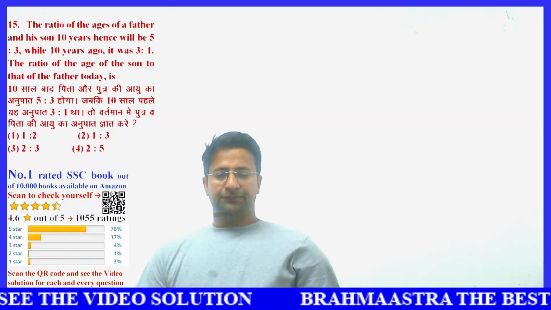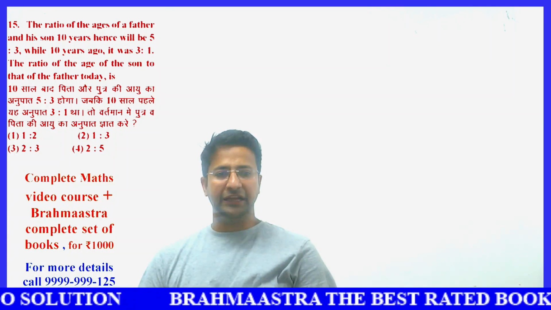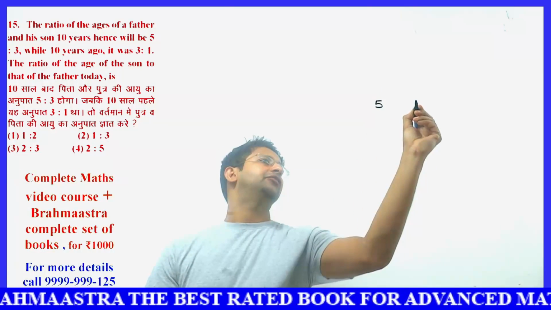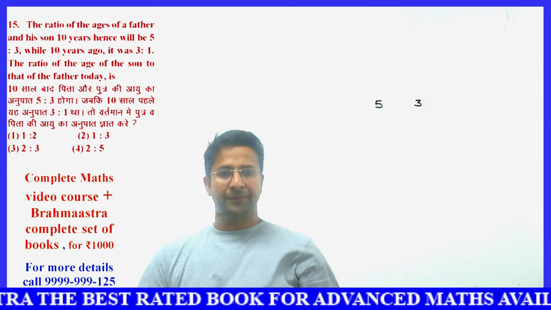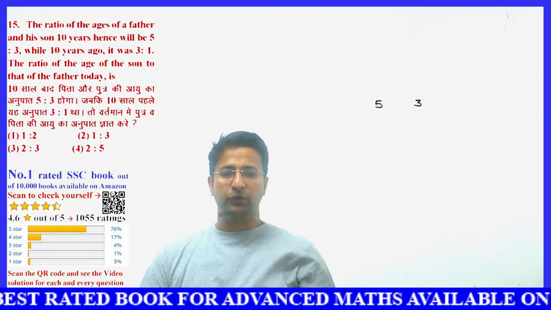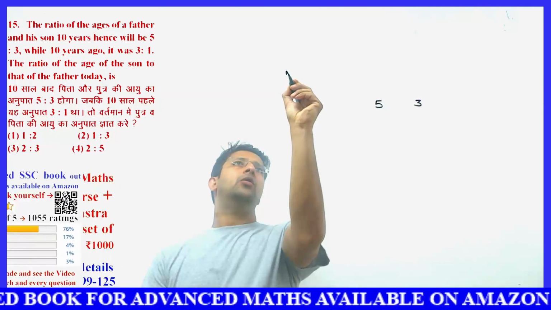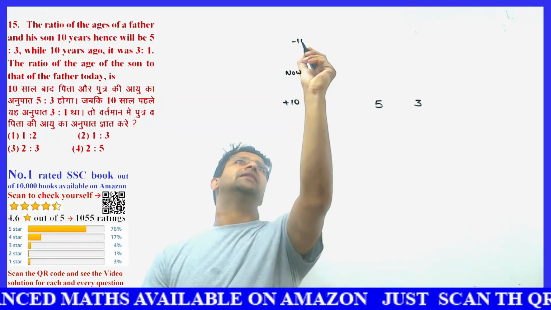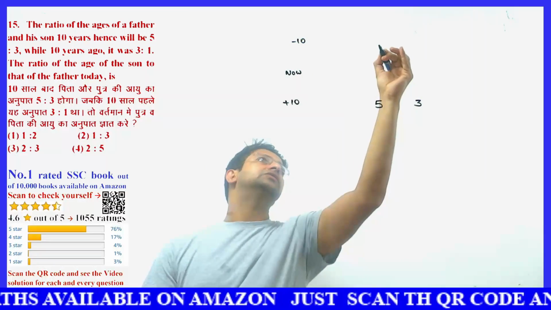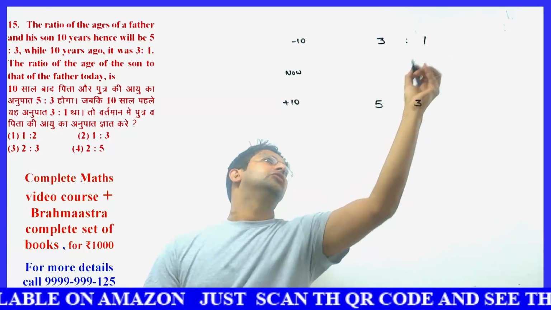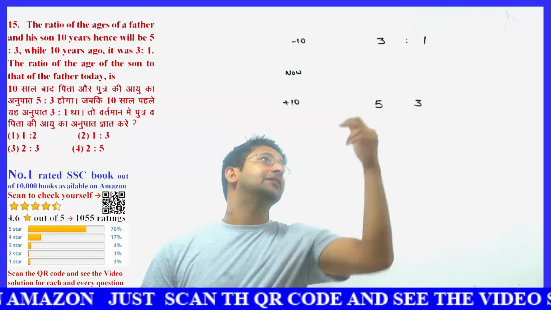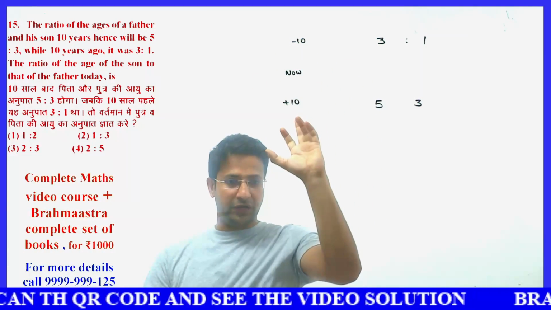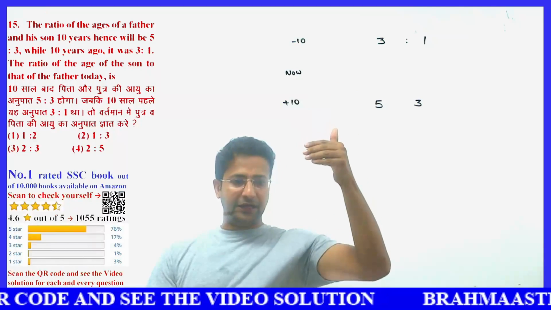The ratio of the age of a father and his son 10 years hence will be 5 is to 3, while 10 years ago it was 3 is to 1. See, this is now, this is plus 10 years, and this is minus 10 years. Minus 10 years ago it was 3 is to 1. So what I can conclude, dear students, is that from minus 10 to plus 10 means plus 20. So that is in 20 years.